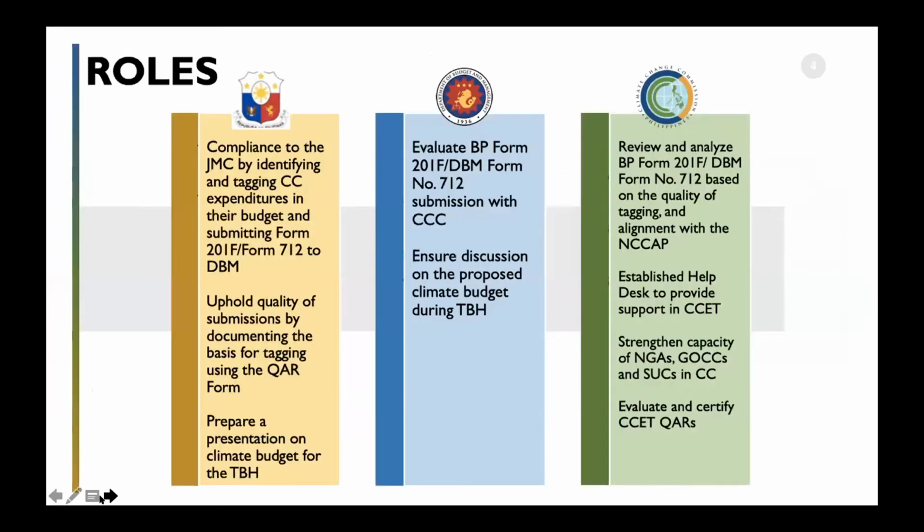So these are the roles based on the joint memo circular. Government agencies will have to comply with the joint memo circular by identifying and tagging climate change expenditures in their budget and submitting form BP201F for NGAs and SUCs. And for GOCCs, they have a separate form. They are supposed to also fill out Form 712 and submit that to DBM.